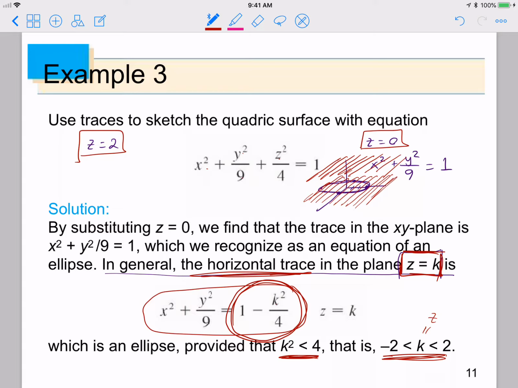Just overall, between 2 and negative 2, we'll have different types of ellipses. And notice that we won't have any cross sections if we are above 2 or below negative 2.